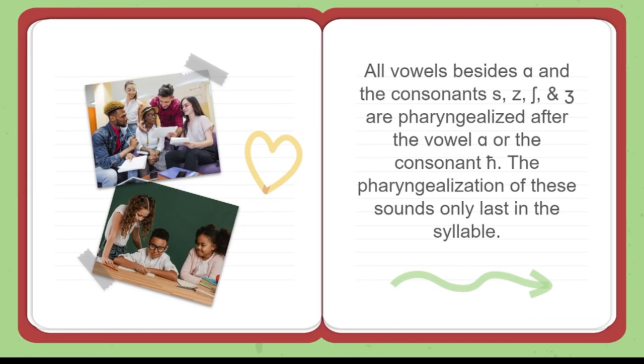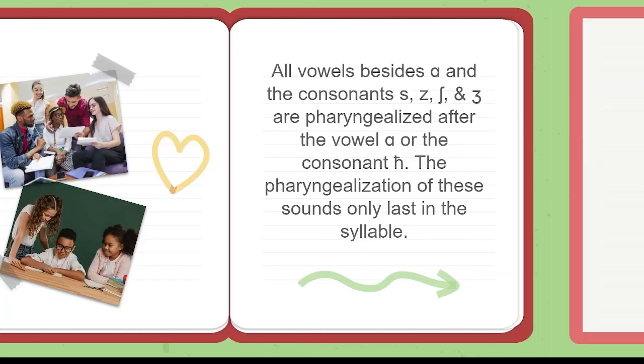All vowels besides A and the consonants Sa, Za, Sha, and Ja are pharyngealized after the vowel A or the consonant Ha. The pharyngealization of these sounds only lasts inside the syllable. So for example, if you had a pharyngeal and then an A and then a J, it would be pharyngealized, as the J, Sh, Sa, and Za would become pharyngealized.